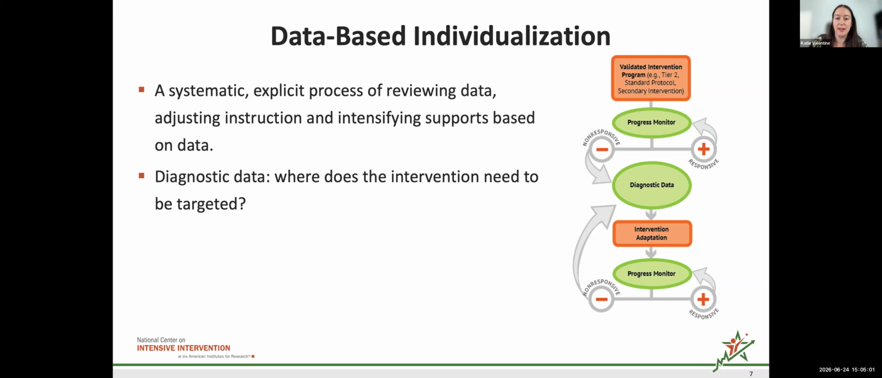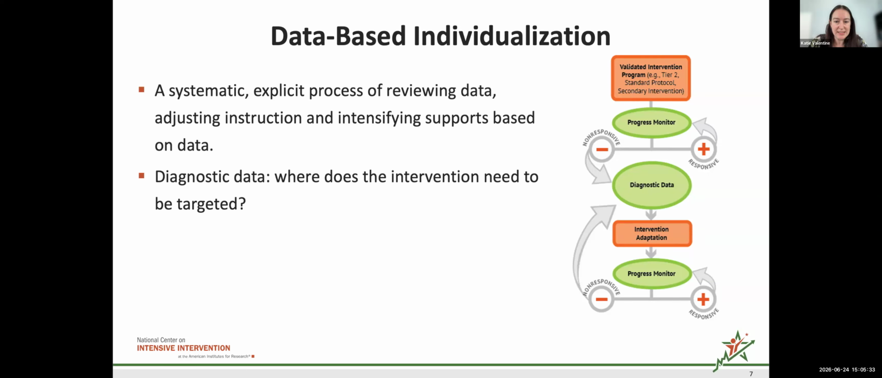So this may be in the context of intensifying supports for interventions, like NCII has done a lot of work in. You can also think about it in the context of just adjusting instruction, even at the tier one level. So I'll encourage you to think about that today, particularly in the domain of writing, even though we'll be looking at this through a lens of individualization and really individual student work samples, how this may apply for larger groups of students at the classroom or even grade level.